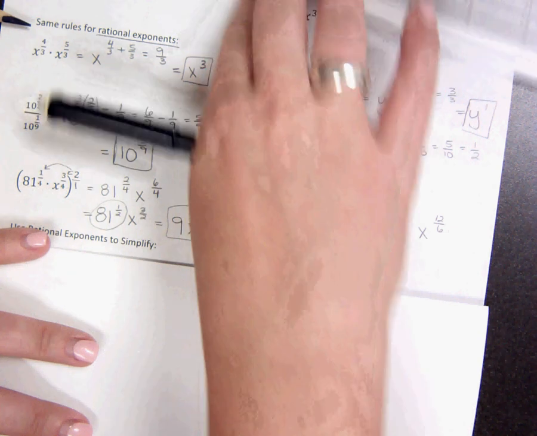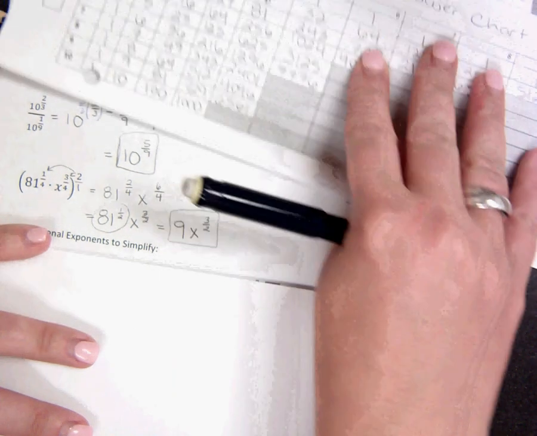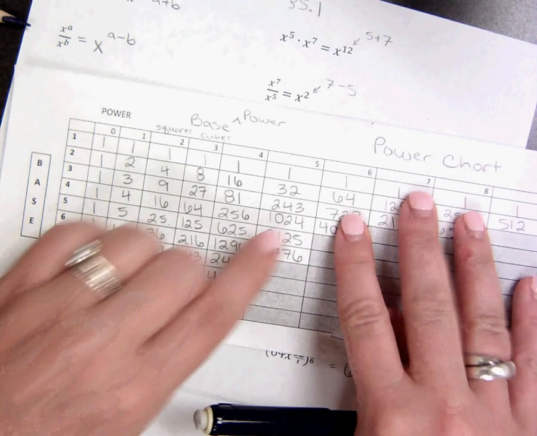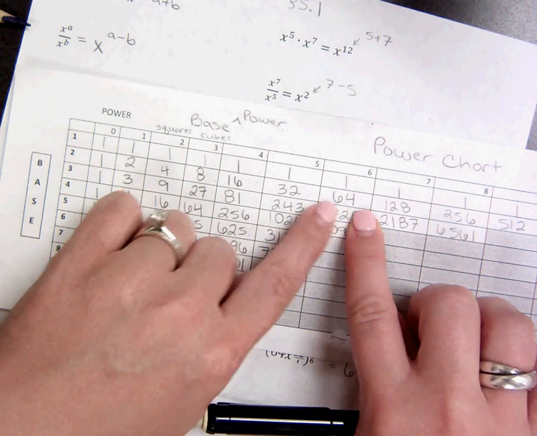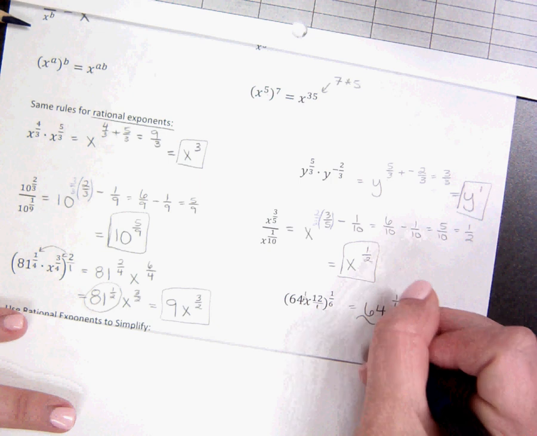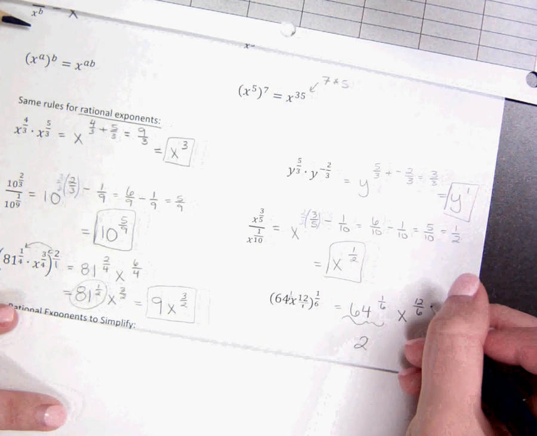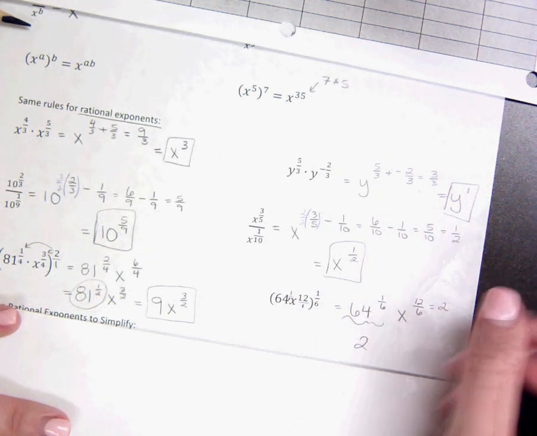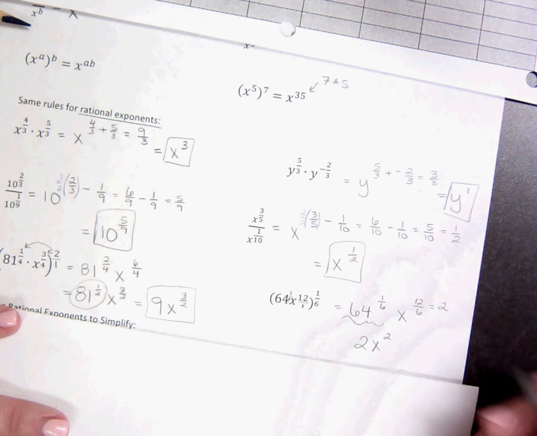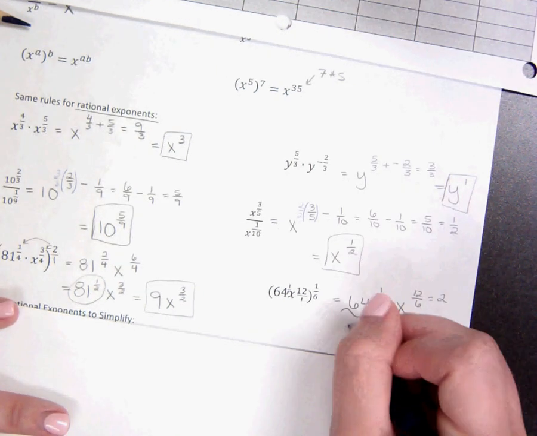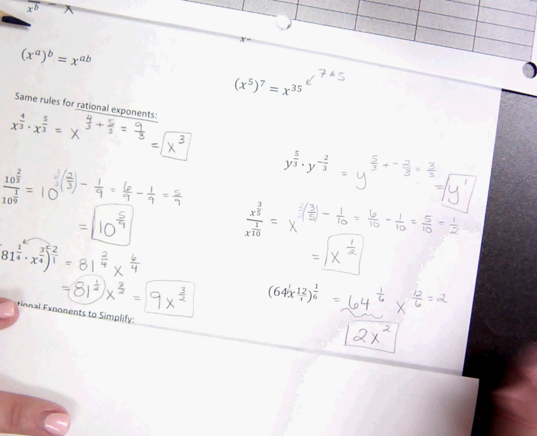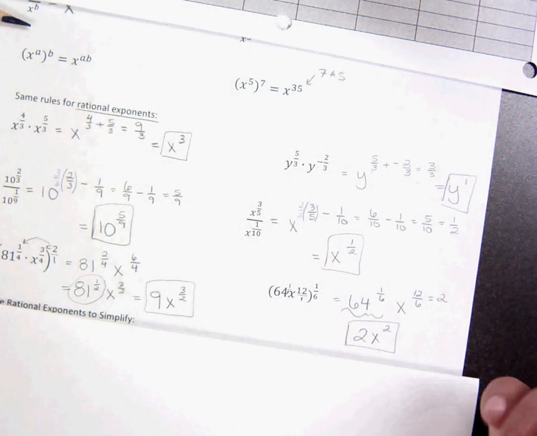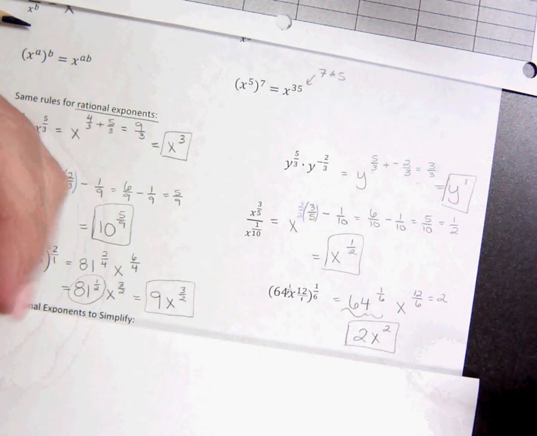64 to the 1/6 is the 6th root of 64, so the 6th root of 64 is 2. So I'm going to rewrite this with just 2. 12/6 is just 2, so it's x squared. So that simplifies down to 2x squared. So you're really combining a lot of different properties here. Your exponent rules, your fraction rules, your power rules, everything that we've learned kind of gets combined for these problems.